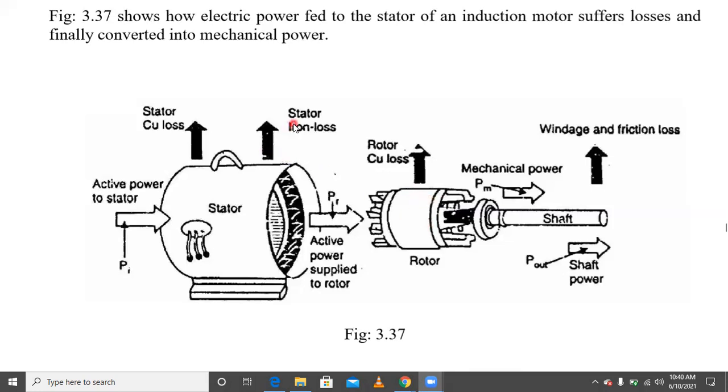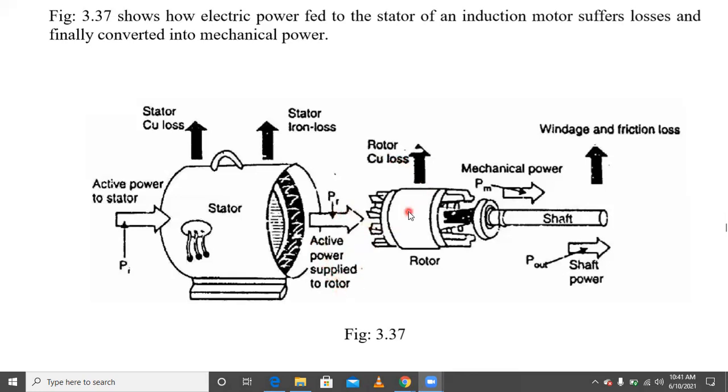But in the stator, iron loss takes place. The stator frequency is 50 Hz, the supply frequency. Stator frequency is the supply frequency, but rotor frequency is slip times the stator frequency. That's the slip. That's why the rotor frequency is very, very low. So iron loss in the rotor is not considered, but only rotor copper loss is considered. So the input of the rotor, the active power supplied to the rotor, is called PR.